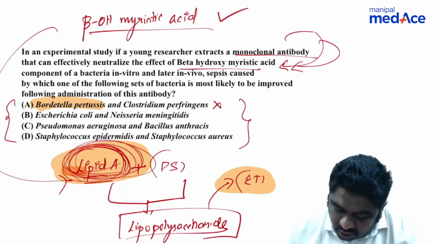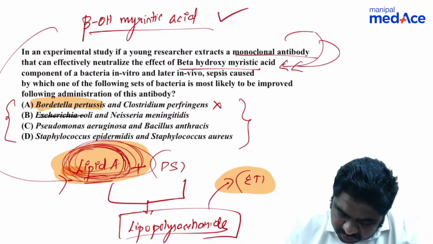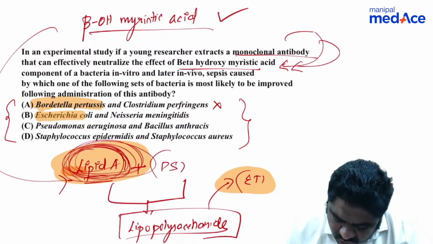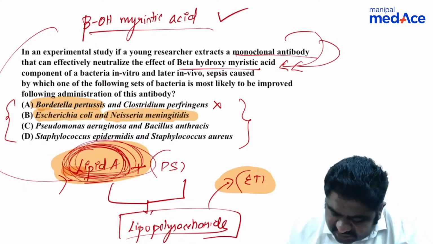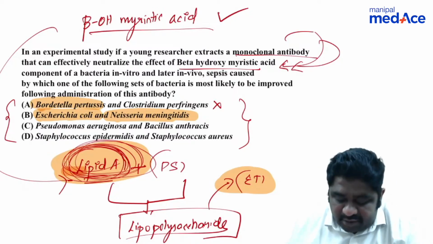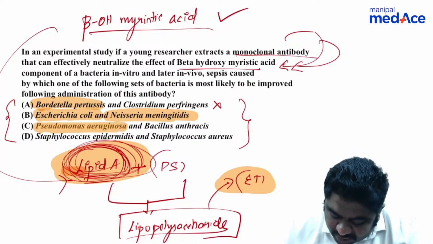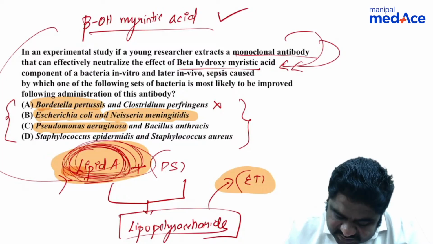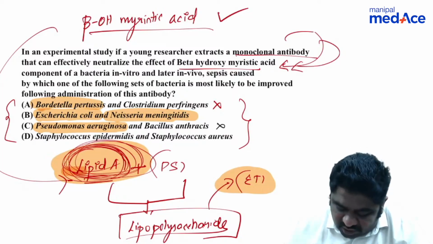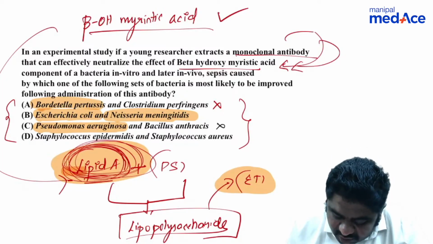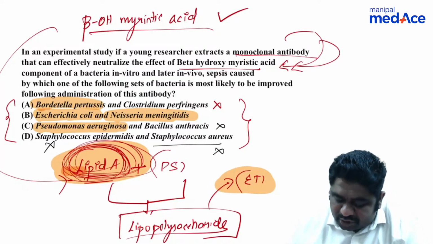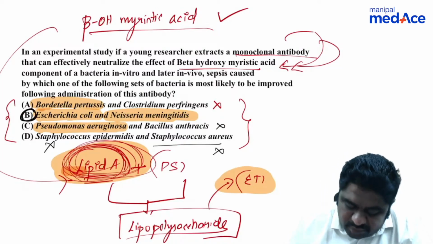Now, you can think of Escherichia coli and Neisseria. Both of them are gram-negative organisms. Next, think of Pseudomonas aeruginosa, a gram-negative organism, but Bacillus anthracis is a gram-positive organism. Next, think of Staph epidermidis, which is a gram-positive organism. Staph aureus, a gram-positive organism. So the best answer would be B.